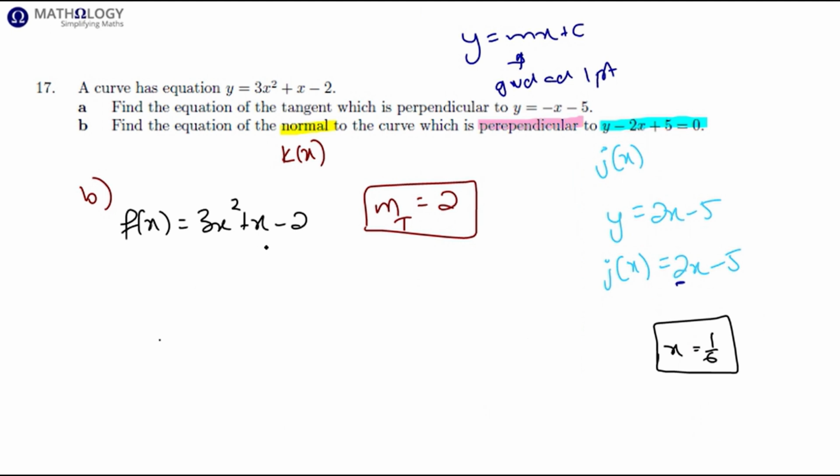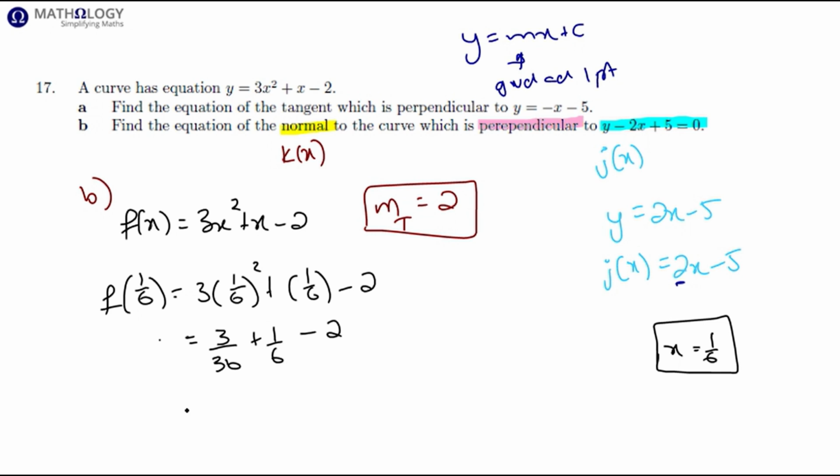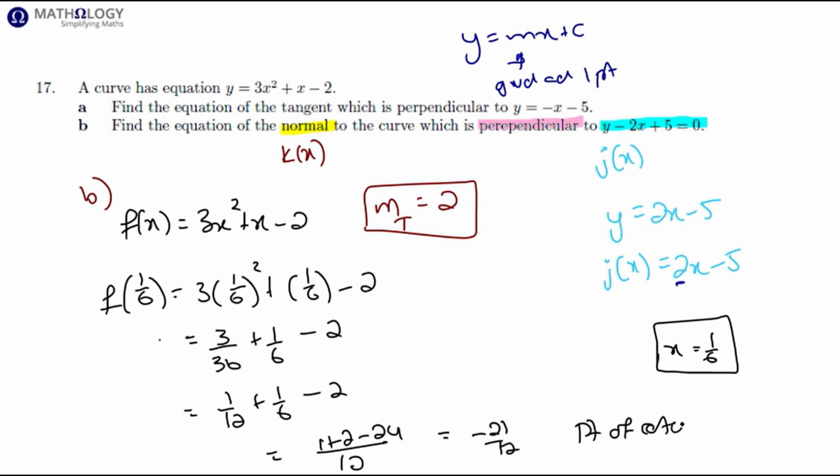To find the y-coordinate of the point of contact, we can substitute x equals a sixth into f of x, which is 3 times 1 over 6 squared plus 1 over 6 minus 2. It's 3 over 36 plus 1 over 6 minus 2. It's 1 over 12 plus 1 over 6 minus 2. Which is minus 21 over 12. So the point of contact is the point 1 over 6, minus 21 over 12.